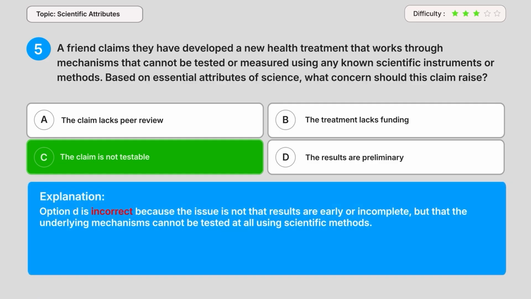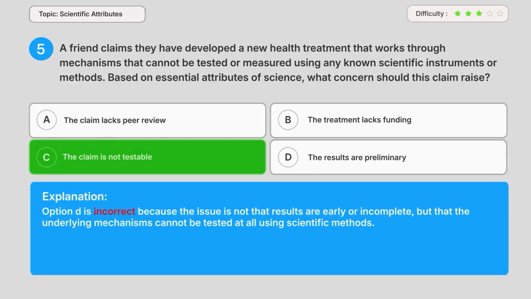Option D is incorrect because the issue is not that results are early or incomplete, but that the underlying mechanisms cannot be tested at all using scientific methods. Your friend claims they've invented a health treatment that works through mechanisms no scientific instrument can test or measure. Red flag. Testability is the foundation of science.